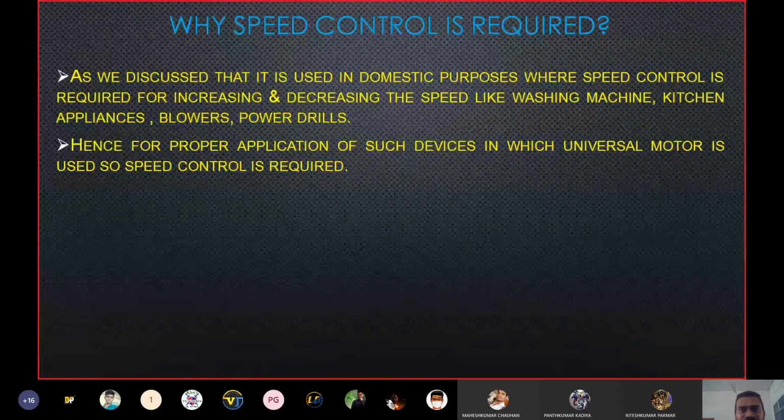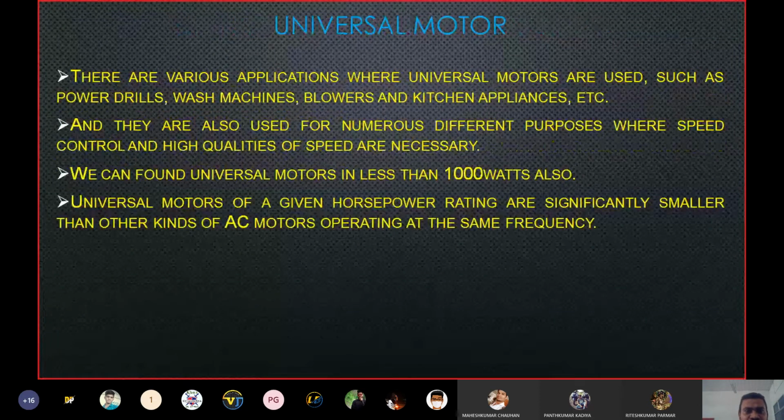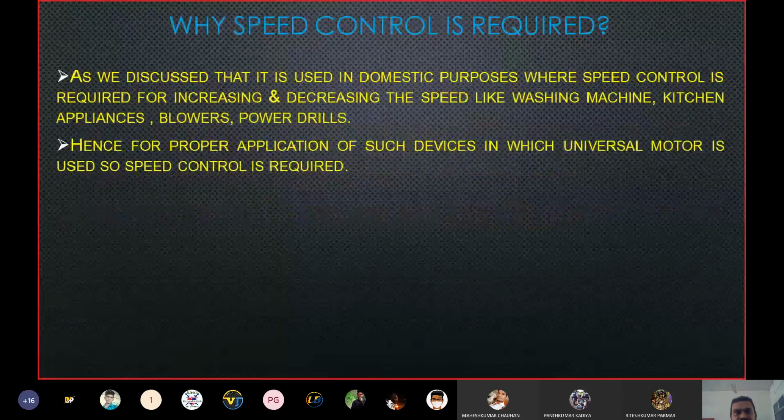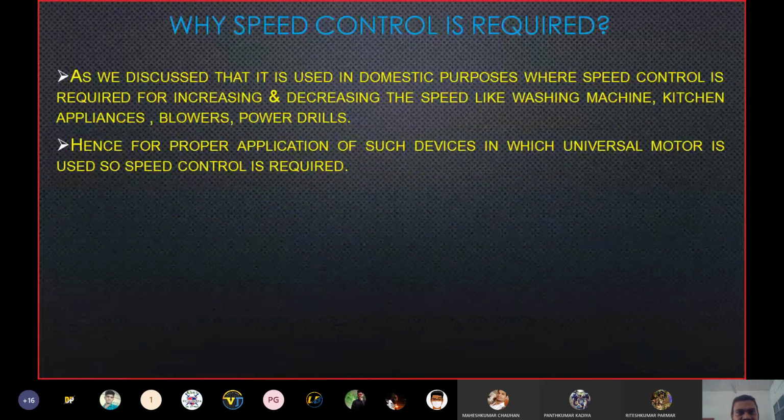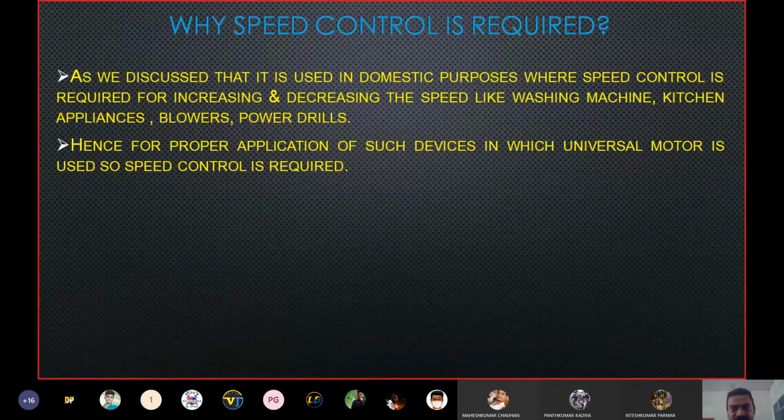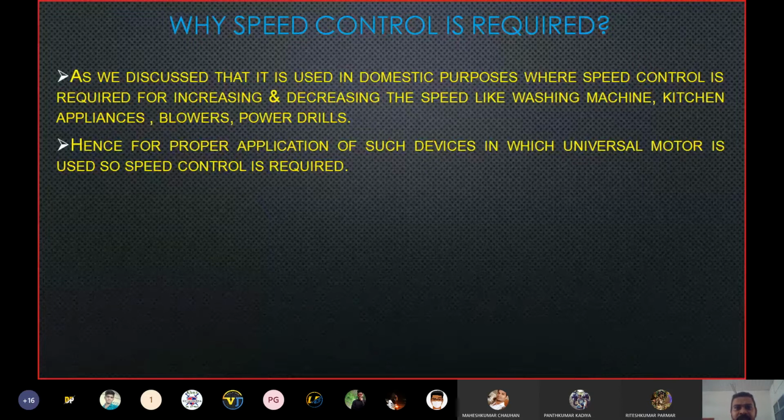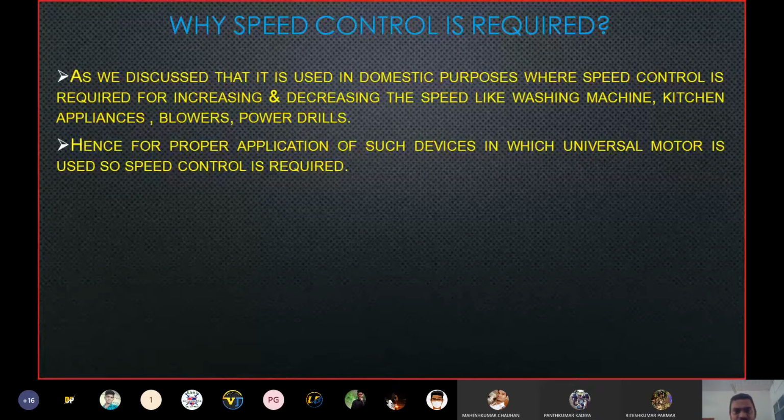Now, why is speed control of a universal motor required? As we discussed, it is used in domestic purposes where speed control is required for increasing and decreasing the speed, like washing machines, kitchen appliances, blowers, power drills. So these are the applications in which we are using a universal motor. For proper working of those devices, we have to increase or decrease the speed of the motor, so for that purpose speed control is required.